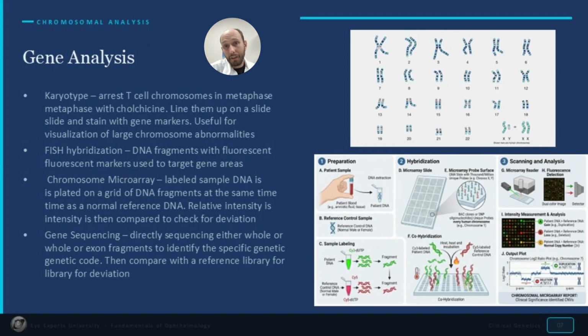Now that we understand the difference in mitosis, we can actually start looking at chromosomes and genes. Originally, genes were analyzed via karyotypes. So we take T cells in the metaphase stage, where the chromosomes nicely coil up into their shapes, and we arrest the cell division with colchicine.